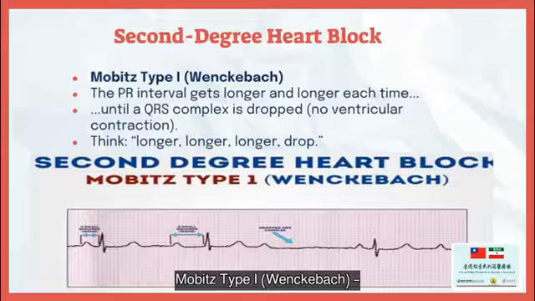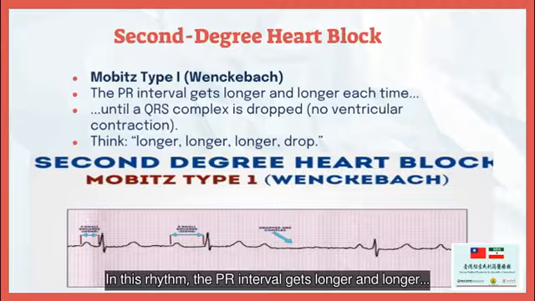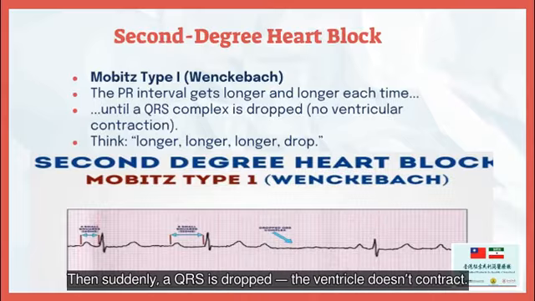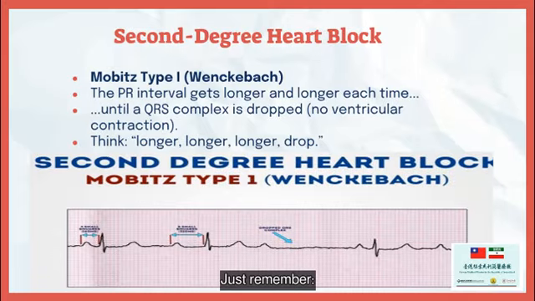Mobitz type 1, Wenckebach. In this rhythm, the PR interval gets longer and longer. Then suddenly, a QRS is dropped, the ventricle doesn't contract. Just remember: longer, longer, longer, drop.